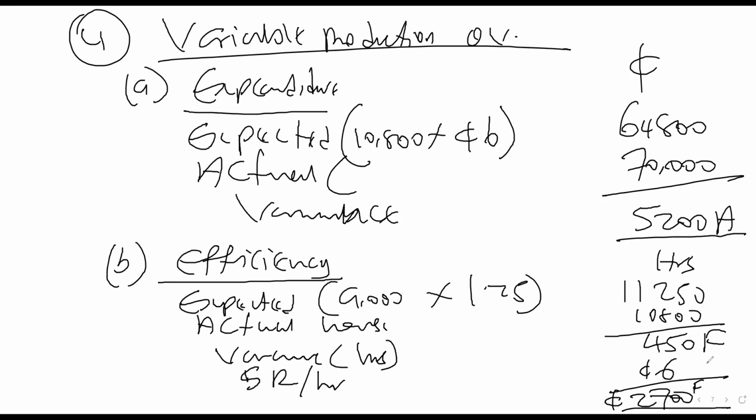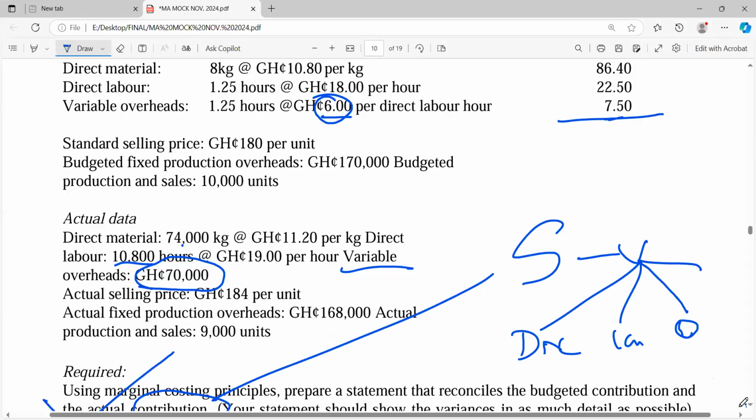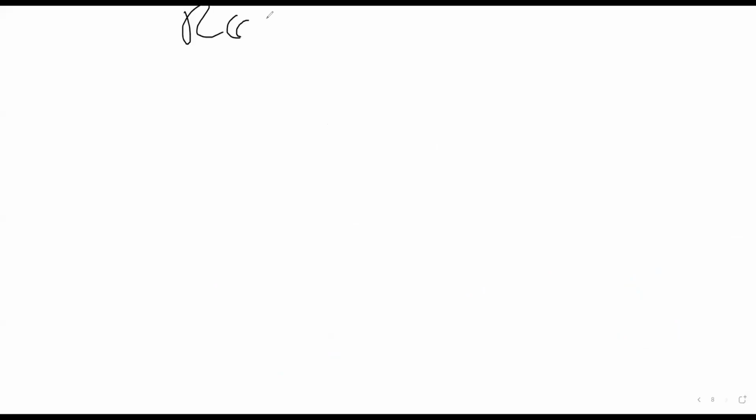All right, so that is all. We are good to go. Now we are doing the reconciliation, so let's give it a very good title. They say we should use marginal proof. Reconciliation statement, or reconciliation. So say reconciliation, all the 15 marks. Reconciliation statement.